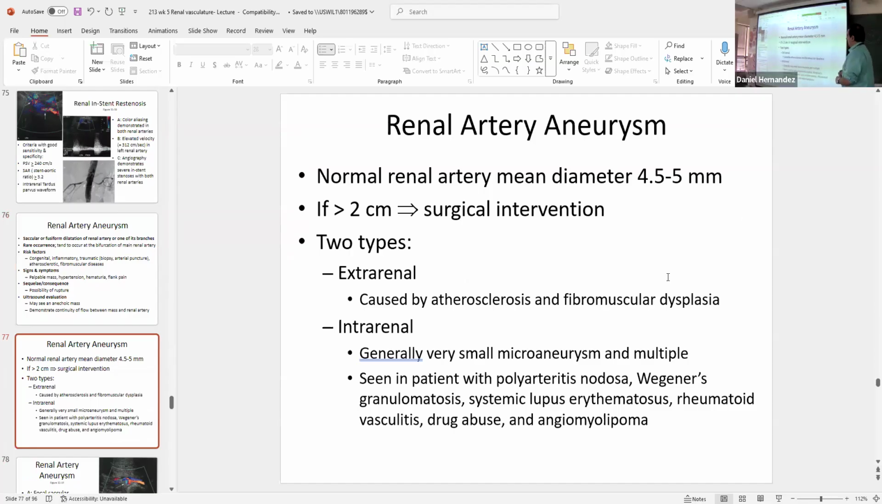So normal main renal artery diameter is about half a centimeter. So 5 millimeters, about half a centimeter. If we see a renal artery that's greater than 2 centimeters, this requires immediate surgical intervention. So that's huge. If you think about it, that's around what your aorta is. So if you're seeing a renal artery around the size of your aorta, it's noticeable. It's going to be an issue.